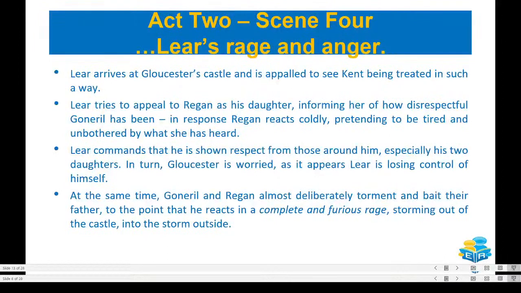So following on Act 2, Scene 4, Lear arrives at Gloucester's castle and he is appalled to see Kent being treated in such a way. I should say as well, he arrives with a big entourage. I think it's 100 knights or something, okay? Lear tries to appeal to Regan as his daughter, informing her of how disrespectful Goneril has been. In response, Regan reacts coldly, pretending to be tired and unbothered by what she has heard.